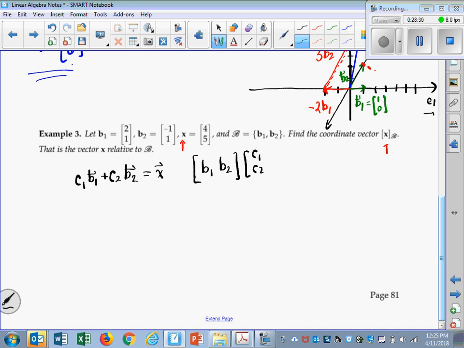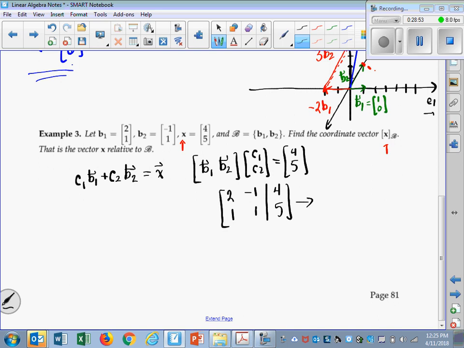And then we would augment. So let's write b1 is really 2, 1. b2 is negative 1, 1. And we're augmenting that with 4, 5. And we would row reduce. So this should tell me what the coefficients c1 and c2 are that are going to give me the vector x. Okay, well, let's start row reducing.